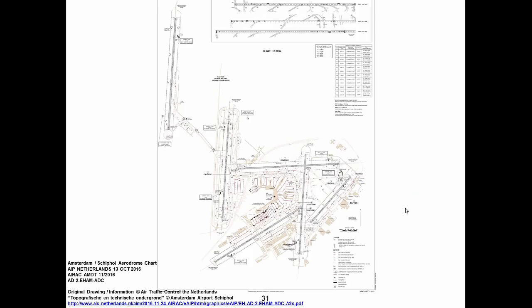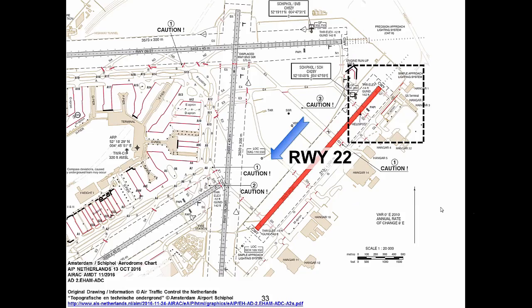For those who are not familiar, this is Amsterdam Schiphol Airport. As you can see, it is a big, complicated airport with lots of runways, lots of taxiways, and lots of opportunities for runway incursions. The particular runway we're interested in is runway 22, which is this one. On the day of the incident, the runway was operating for landing and takeoff in the direction of the blue arrow.